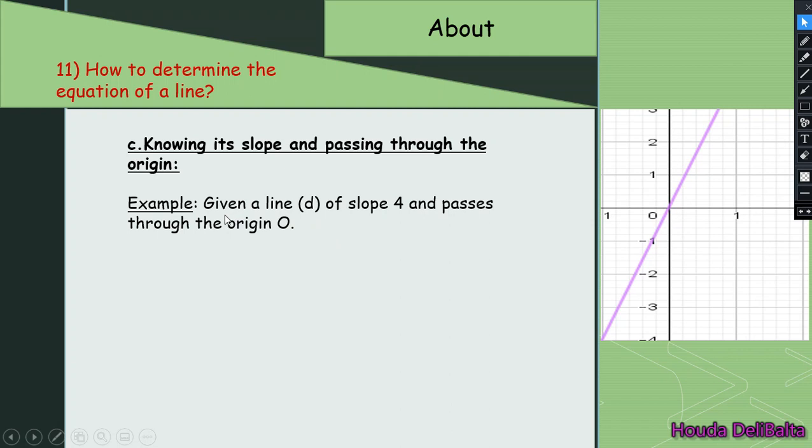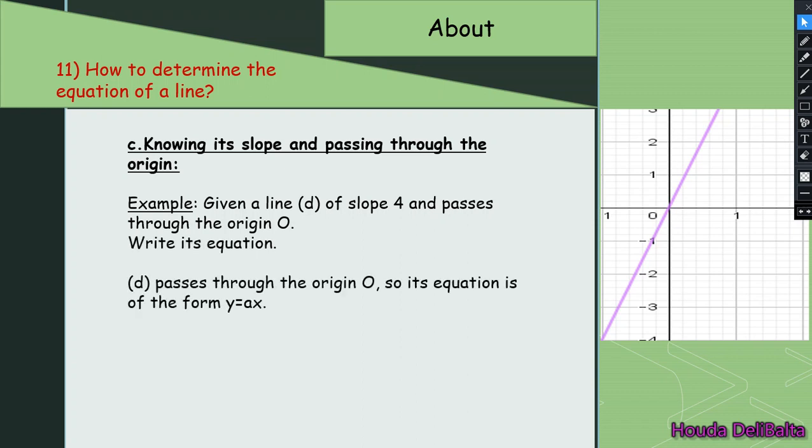Here is a numerical example. Given a line D of slope 4 and passes through the origin O. What are the coordinates of the origin, by the way? They are just (0, 0). So the equation of the line is very easy. It's just y equals 4x, because as I told you, the general form of the line that passes through the origin is just y equals ax, and because the slope is 4, then definitely I put y equals 4x. And here, as you see, the line is increasing because its slope is positive.